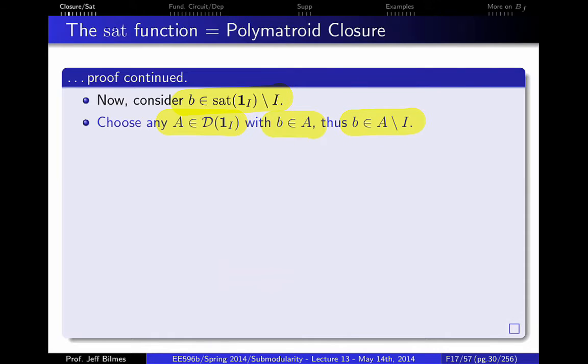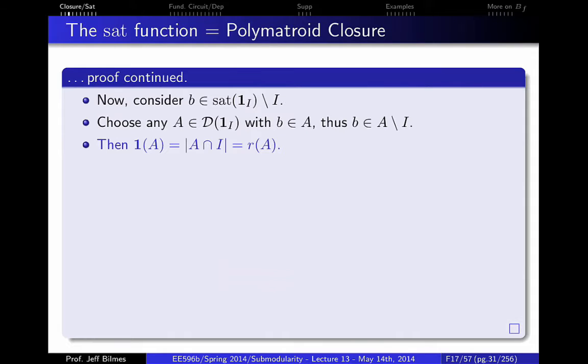Secondly, why does such an A exist? Well, because B is in the SAT, right? So B is a member. It's not in I, but B is a member of the maximal tight set. So there has to have been some set that, when unioned together to get the SAT, contains B. So we can choose any A that contains B, which is guaranteed to exist by the definition of SAT.